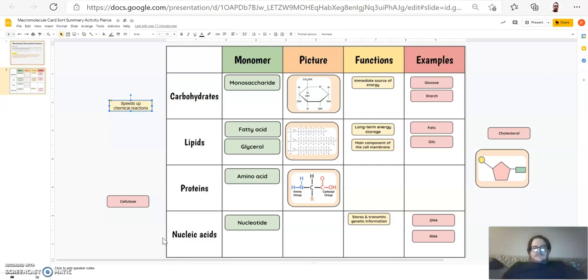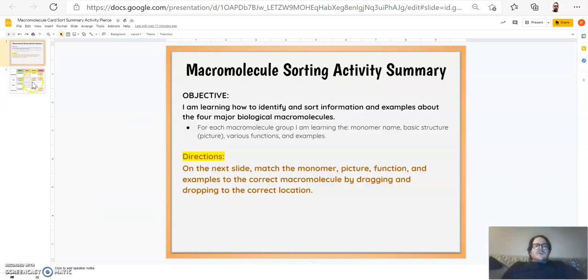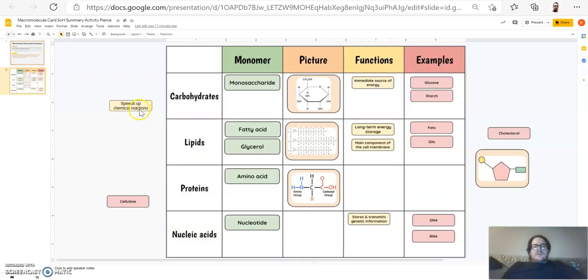Let's see. I'm guessing that proteins speed up. Oh wait, yeah, proteins speed up chemical reactions. Right. Like enzymes. Exactly. So that was what I was going to ask next. Like, how do you know that? Oh, sorry. How do you know that they do that?